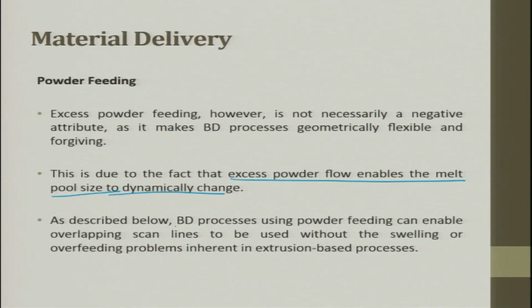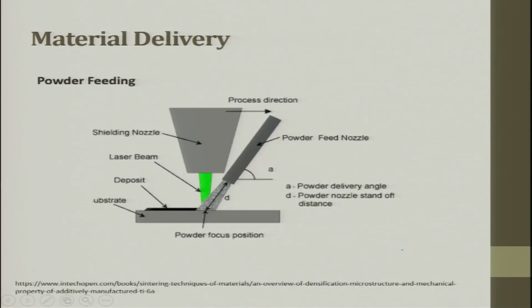As described below, a beam delivery process using powder feeding can enable overlapping scan lines to be used without the swelling or overfeeding problem inherent in the extrusion based processes. This is the advantage of the BD system over the EP system. EP is extrusion based processes.